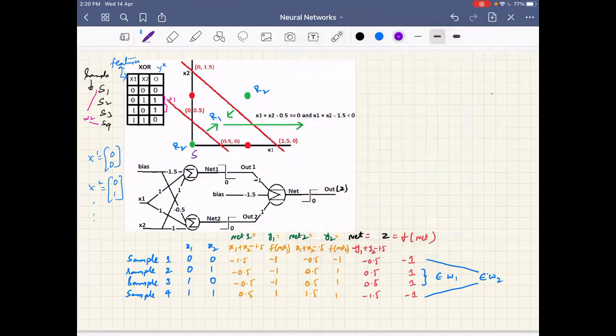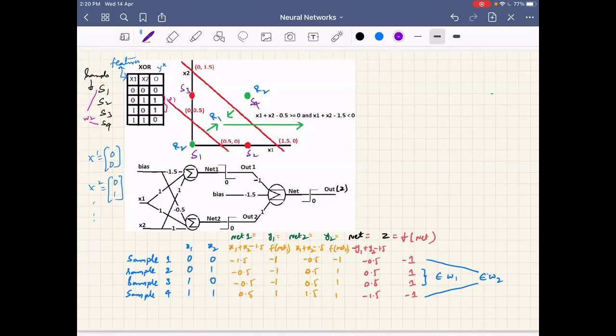Okay, this is the first sample, sample 1, and sample 2. And then the third sample. This is the second sample, this is the fourth sample, that is 1, 1. And the second sample is 0, 1, that is sample 2 and sample 3.